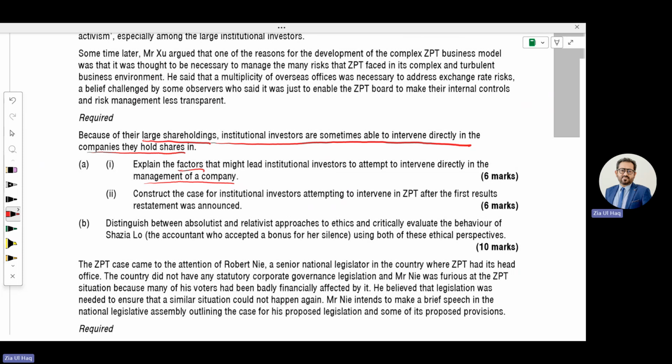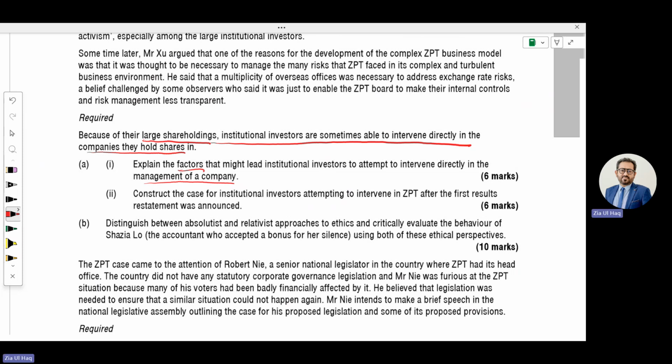What are the factors? Strategy is a factor. Performance measurement is a factor. Remuneration policy is a factor. Acquisition and disposal plan is a factor. Internal control system is a factor. Succession planning is a factor. Compliance with law and regulation is a factor. It is straightforward: we need to explain 6 points, in about 6 small lines, where institutional investors intervene in company affairs.